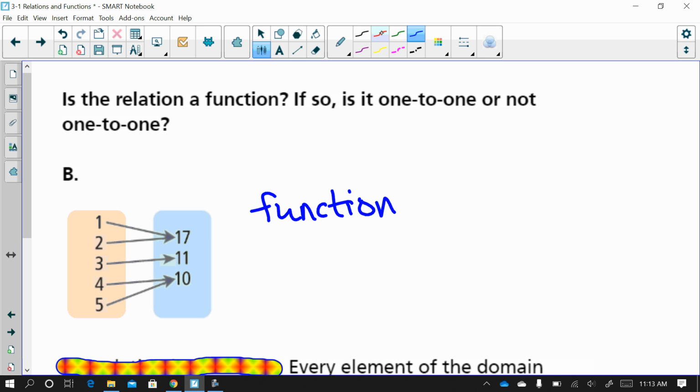Now we're going to check to see if it's one-to-one. So I take a peek at my y's. Is 17 cheating on anyone? Ooh, 17's a cheater. They're dating 1 and 2. So just based off the 17, this is not one-to-one, because 17 has more than one boyfriend. We don't like that. That's a cheater.